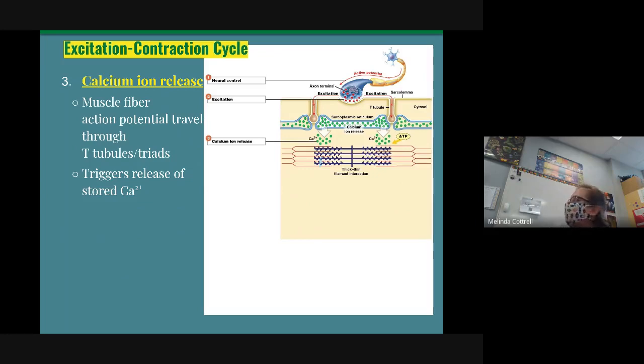So another way to look at it: the title of this page is excitation contraction cycle. Excitation is the neural part. That's happening, the action potentials traveling, propagating. The contraction is the muscular part. So this cycle describes what's happening from the time a message is sent to contract the muscle to the time that the muscle is actually contracted.